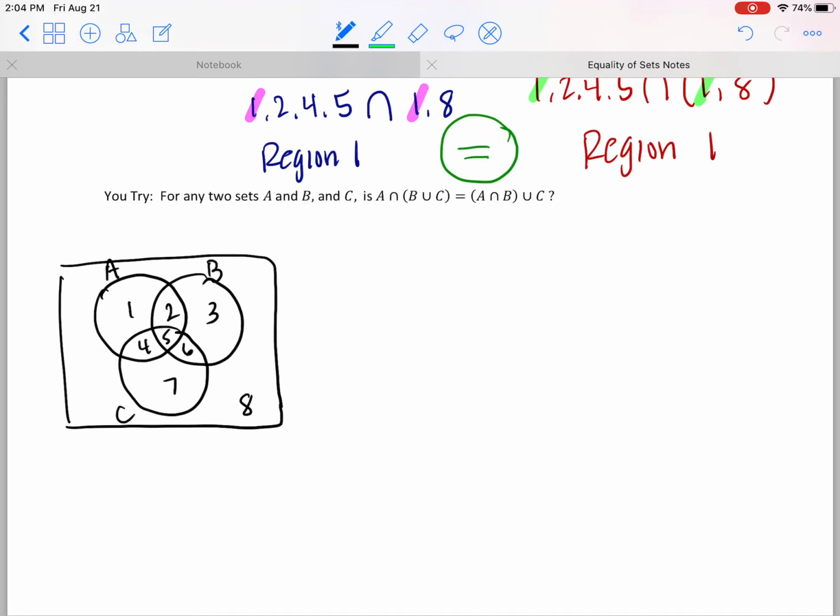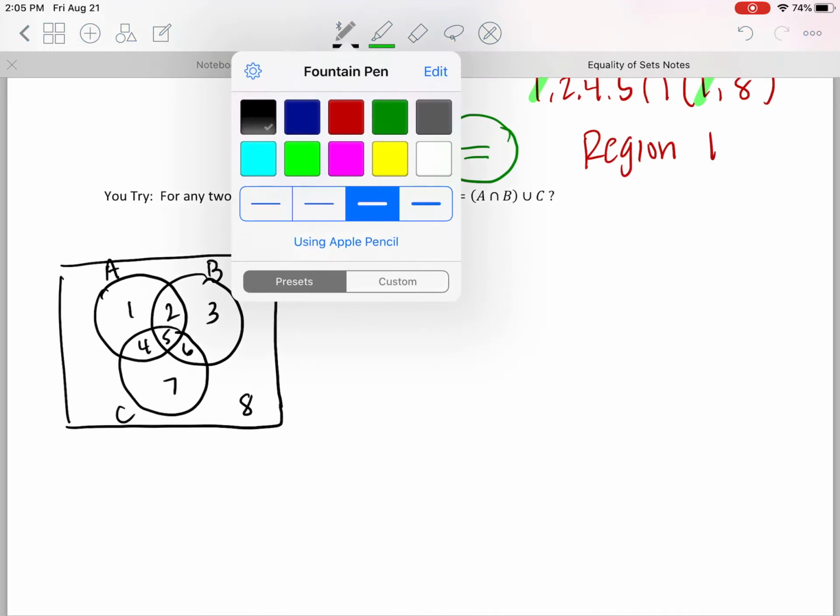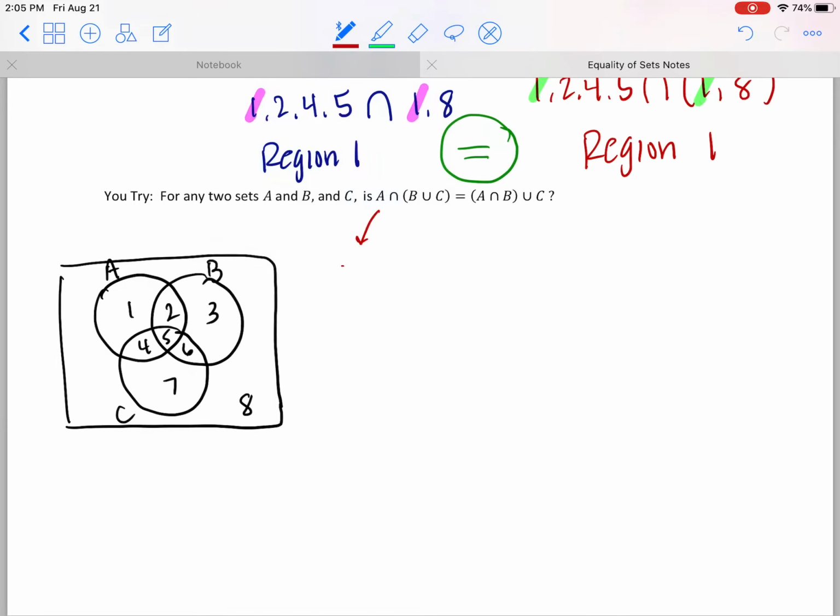Okay, so we have to take A and intersect it with the union of B and C. So let's handle the parentheses first. What do we have for the union of B with C? B and C, if I put all that together, would be 2, 3, 4, 5, 6, 7. Okay, so I'm going to put in 2, 3, 4, 5, 6, and 7.